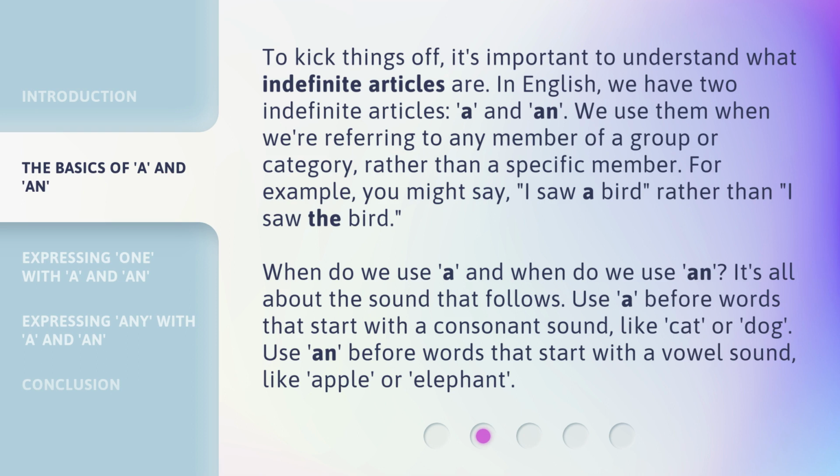When do we use a, and when do we use an? It's all about the sound that follows. Use a before words that start with a consonant sound, like cat or dog. Use an before words that start with a vowel sound, like apple or elephant.